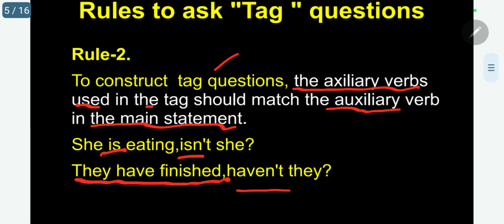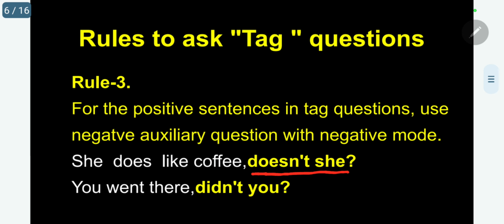Rule 3. For the positive sentences in tag questions, use a negative auxiliary question with negative mode. That is what we have just said. That means for the positive statement, we have to use negative questions. She does like coffee. Doesn't she? You went there. Didn't you? This is rule 3.